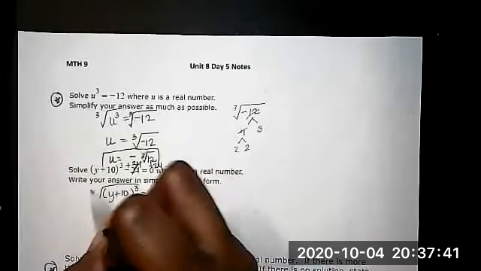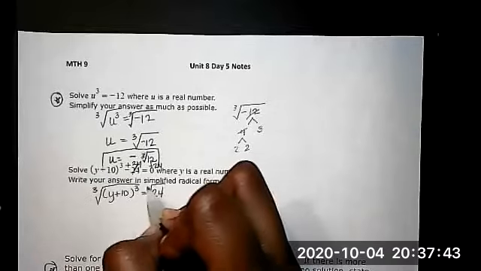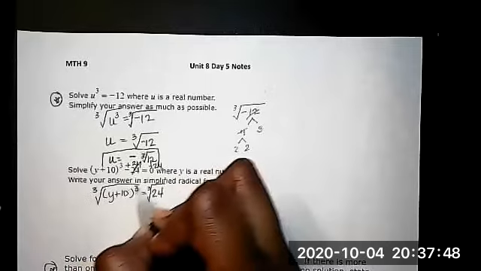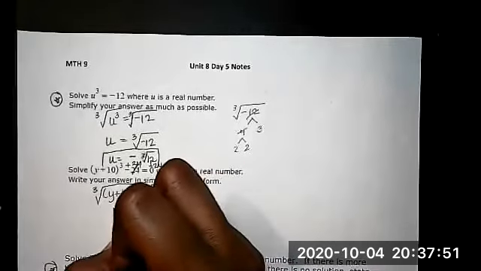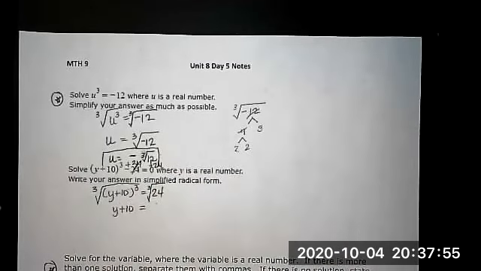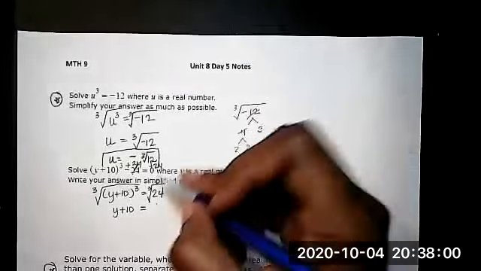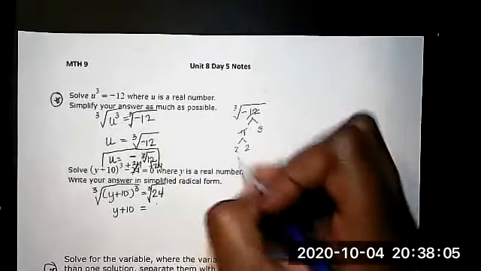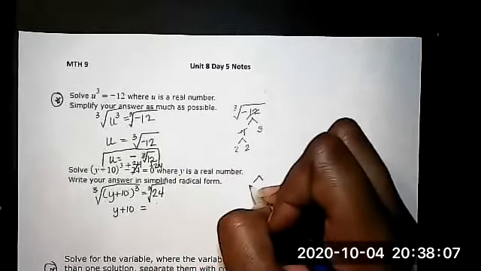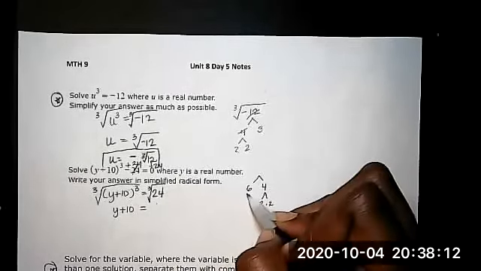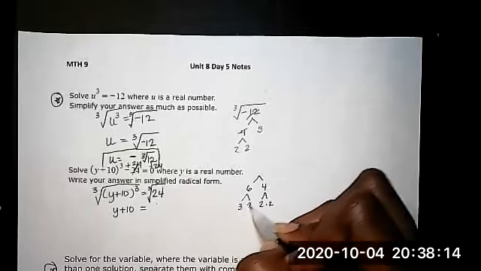Now I'm going to take the cube root. The cube root and raising something to the cube cancel each other out. This becomes y plus 10 equals the cube root of 24. Again, that will break down into, let's see, 24 is 6 times 4, 4 is 2 times 2, and 6 is 3 times 2.